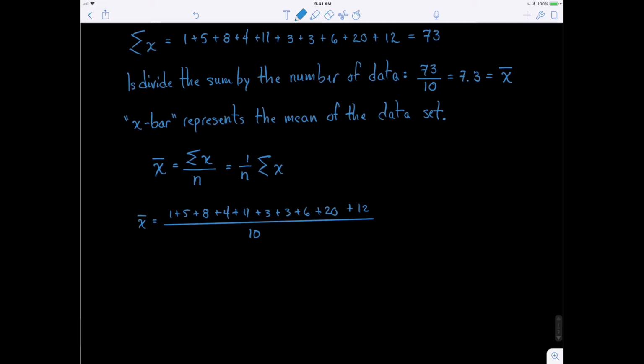You'd add that up. This would give you 73 divided by 10, or 7.3. And if I use the other format of the formula, it would look like this.